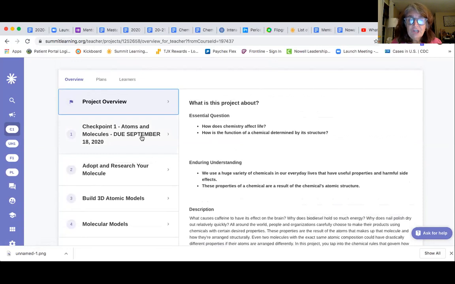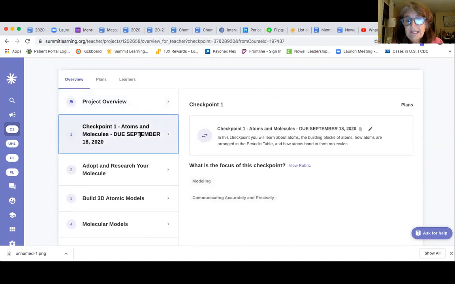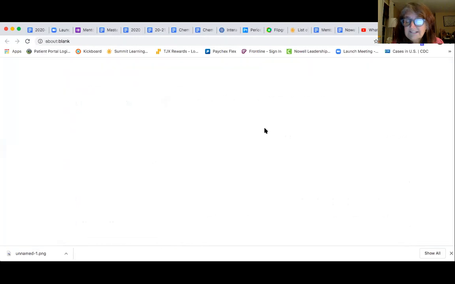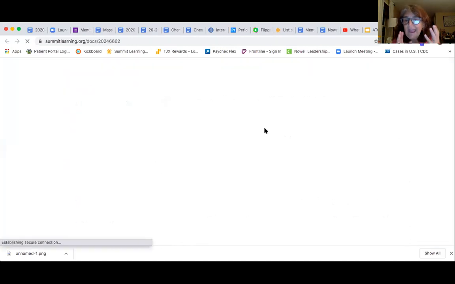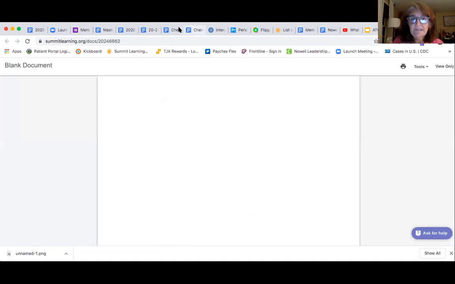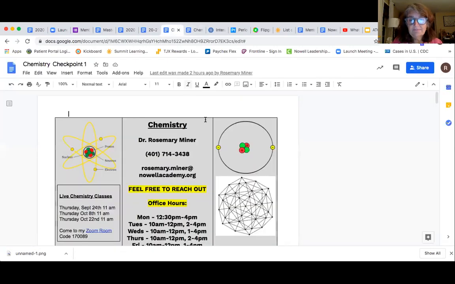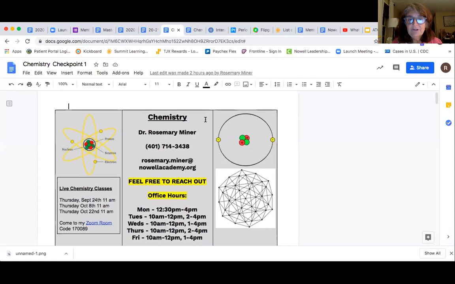So the very first checkpoint you'll notice here is called Atoms and Molecules, and it's due September 18th, which is this Friday. If you click on it, you're going to see the link into the checkpoint, and then everything you need to complete this checkpoint is going to be in this document, okay? And here you have it.